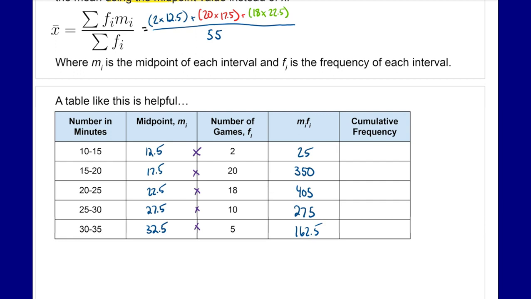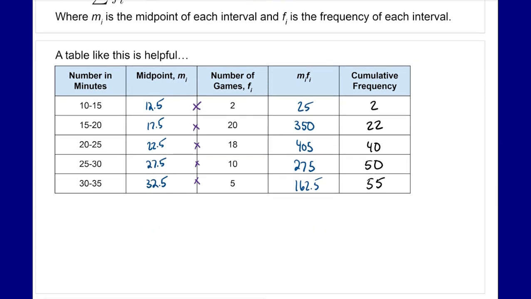Cumulative frequency is basically adding up as we go. Right now we have 2, then we have 22 data points in total, because with the previous 2 intervals plus the 20, then we have 40. Then we have 50. Then we have 55 at the end. And this is going to be important. We'll come back to that in a second.